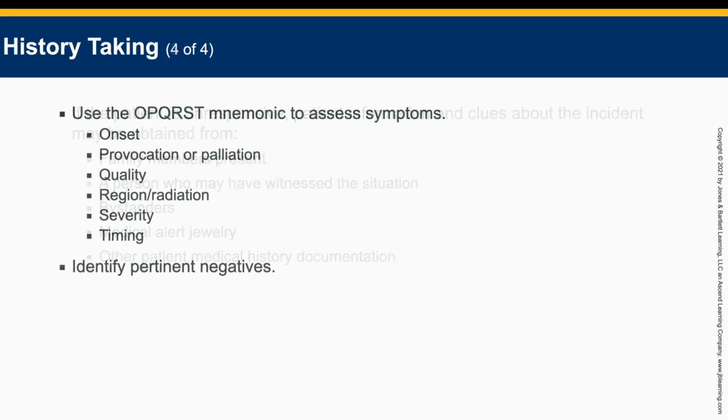During history taking, EMTs often use a structured approach to better understand the patient's symptoms. One commonly used tool is the OPQRST mnemonic. This helps guide your questions so you can gather detailed information about what the patient is experiencing. The O stands for onset. This refers to when the symptoms began. You may ask the patient when the problem started or what they were doing when this first occurred.